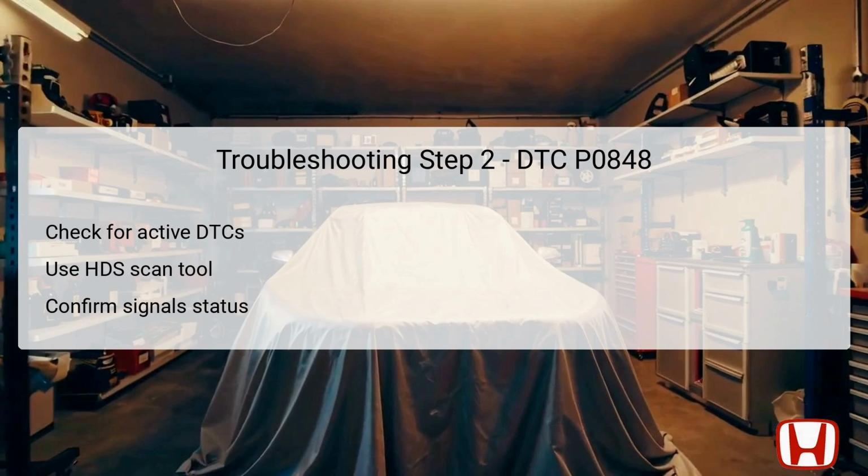Assessing the status of signals from the transmission fluid pressure switch B will add greater context to the overall performance of the transmission. This step ensures that no other coexisting faults are impacting the functionality of the transmission system, which can lead to misdiagnosis or overlooked repairs.